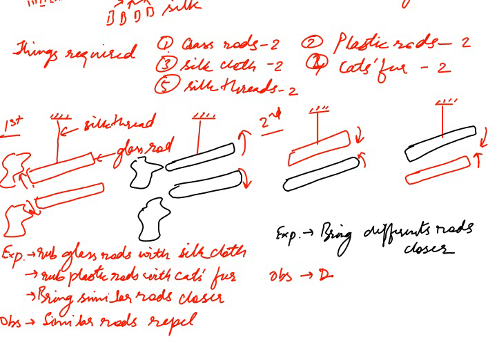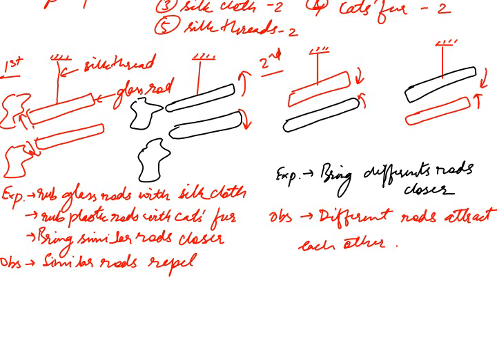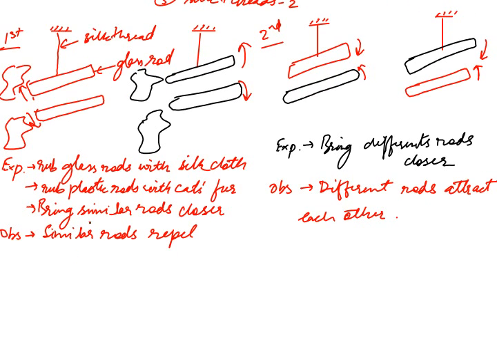Different rods attract each other. Out of 4 steps, I have performed 2 processes of my experiment, and here are the observations: same rods rubbed with same cloths repel each other, whereas when different rods are brought closer to each other, they attract each other. This is my observation.